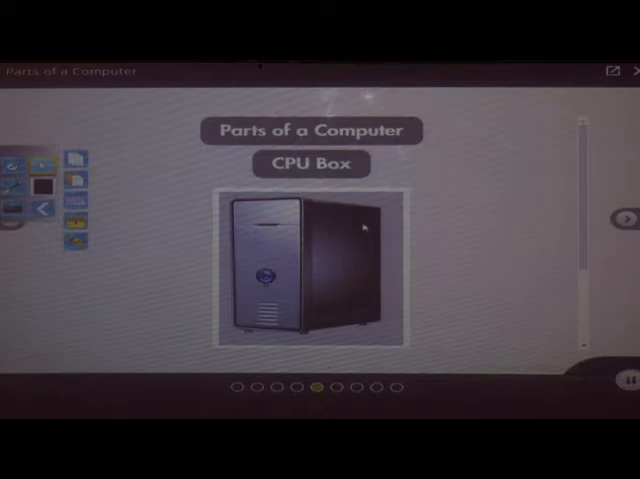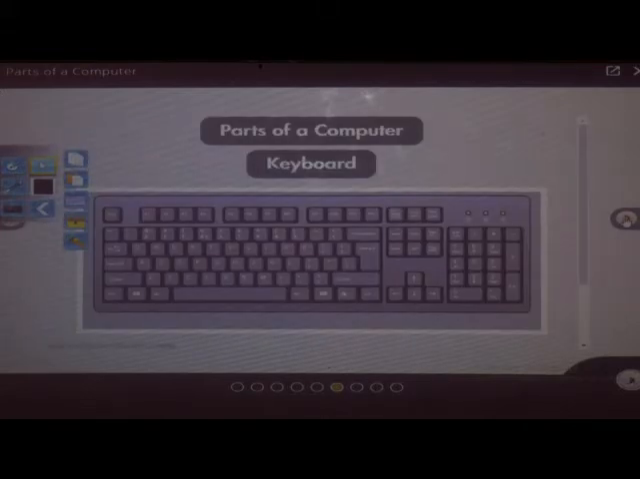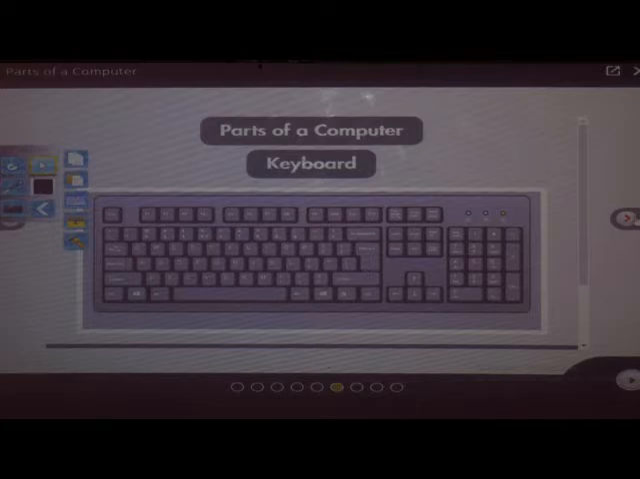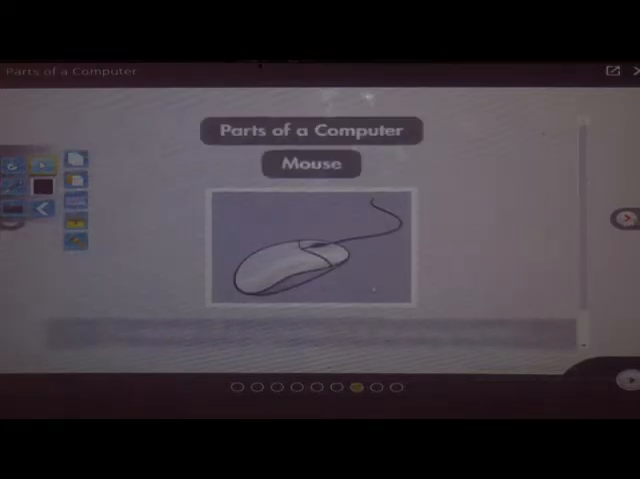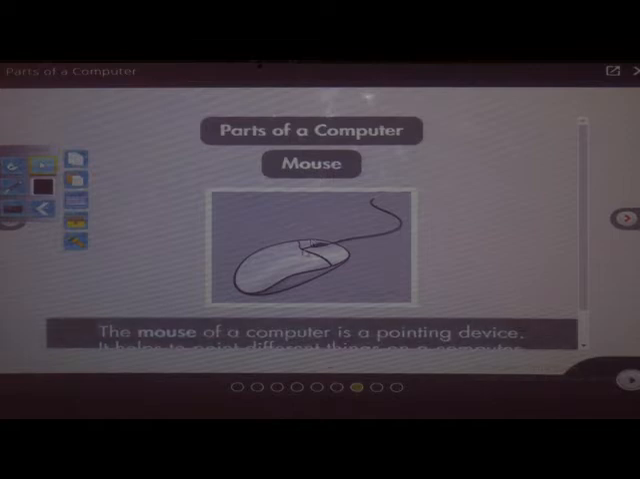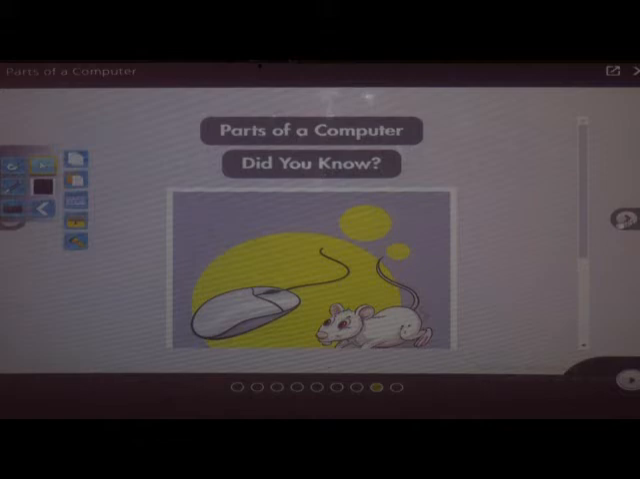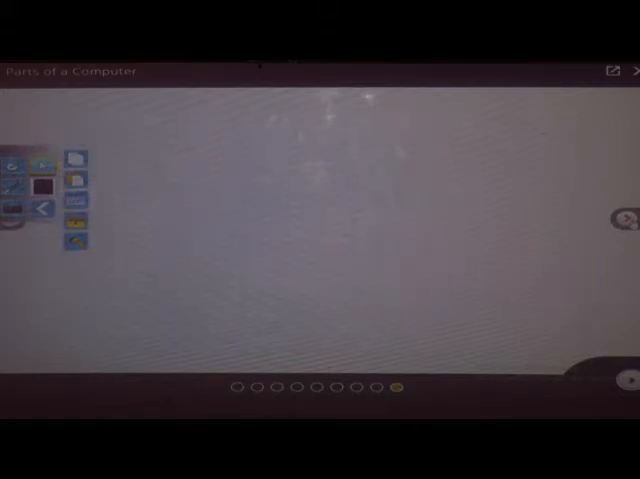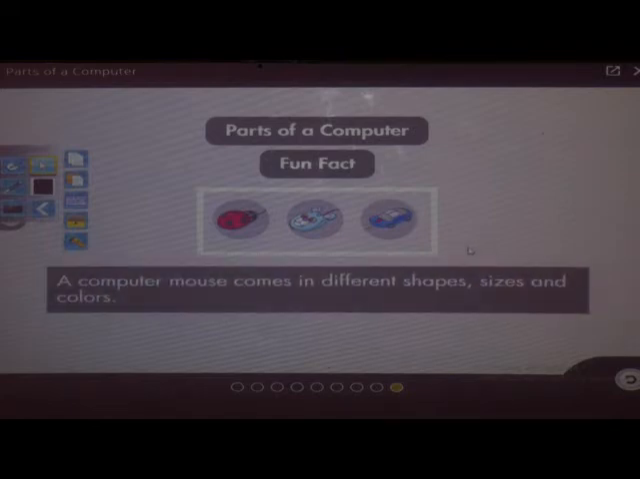This is CPU box. Next, this is keyboard. Keyboard has many keys. Next, this is mouse. Okay. So, did you know mouse? What is mouse? A computer mouse comes in different shapes, sizes and colors. These all things we are going to learn now.